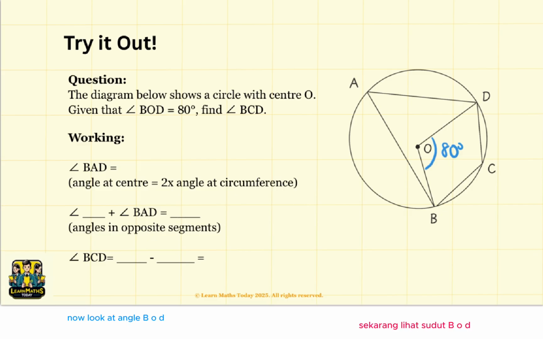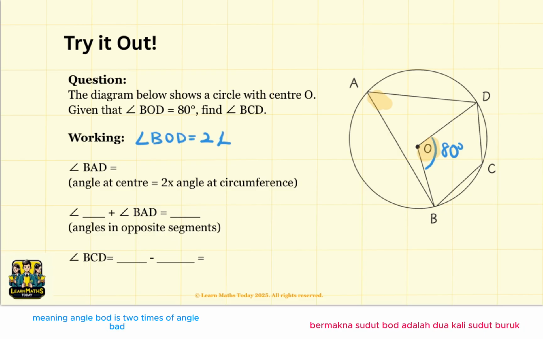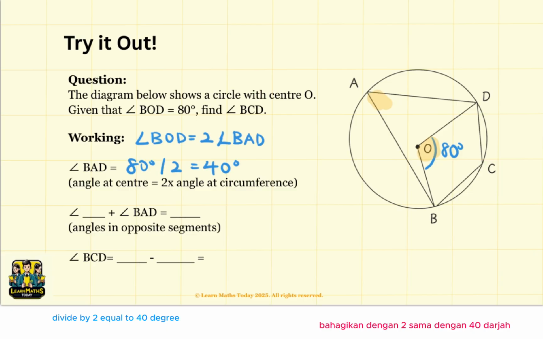Now look at angle BOD and angle BAD. The angle at the center is 2 times the angle at the circumference, meaning angle BOD is 2 times angle BAD. In other words, angle BAD equals 80 degrees divided by 2, which equals 40 degrees.